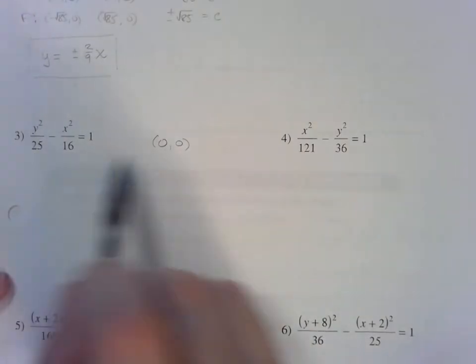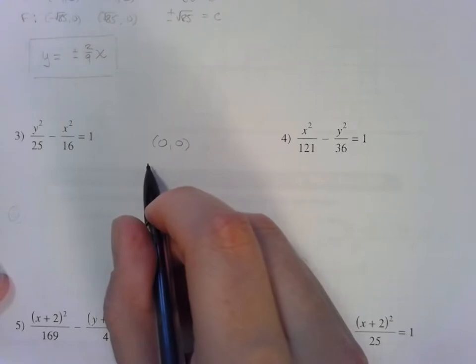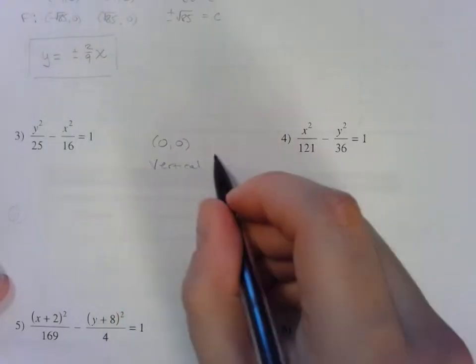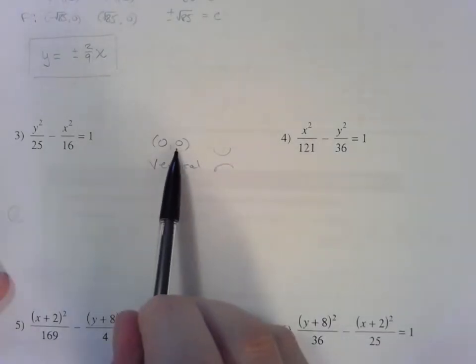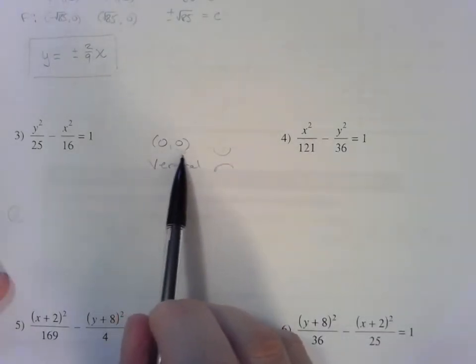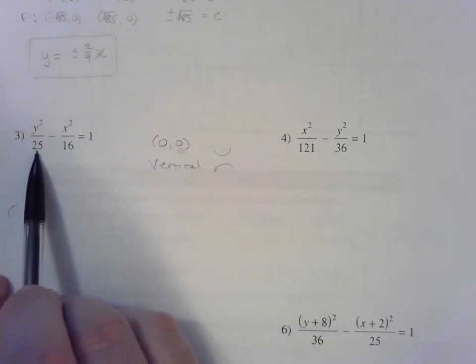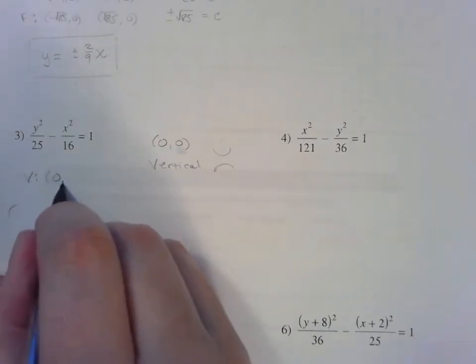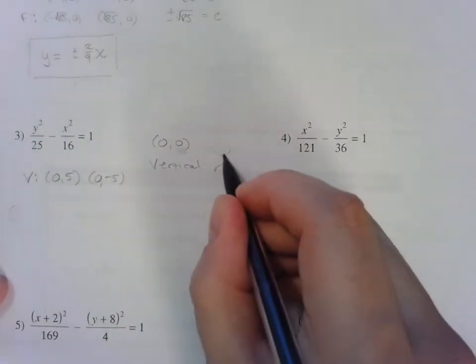Let's determine which axis is our transverse axis. The y is the positive squared variable, so we have a vertical transverse axis. Our graph's going to open up and down, which means we're going to add and subtract to find the vertices. We're going to add and subtract to the y-coordinate. We're going to add and subtract the square root of 25, or 5 units, to find our vertices. 0, 5 and 0, negative 5, like here and there.